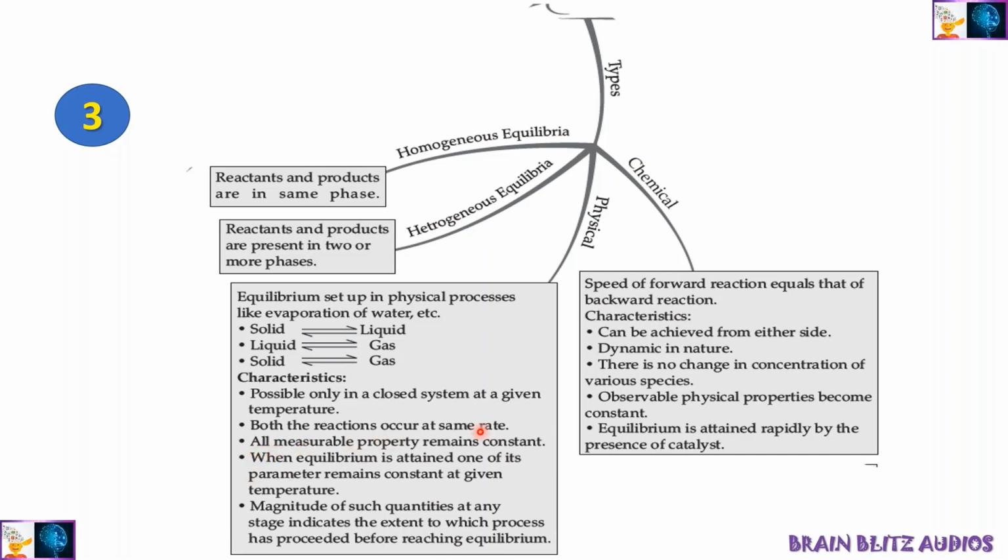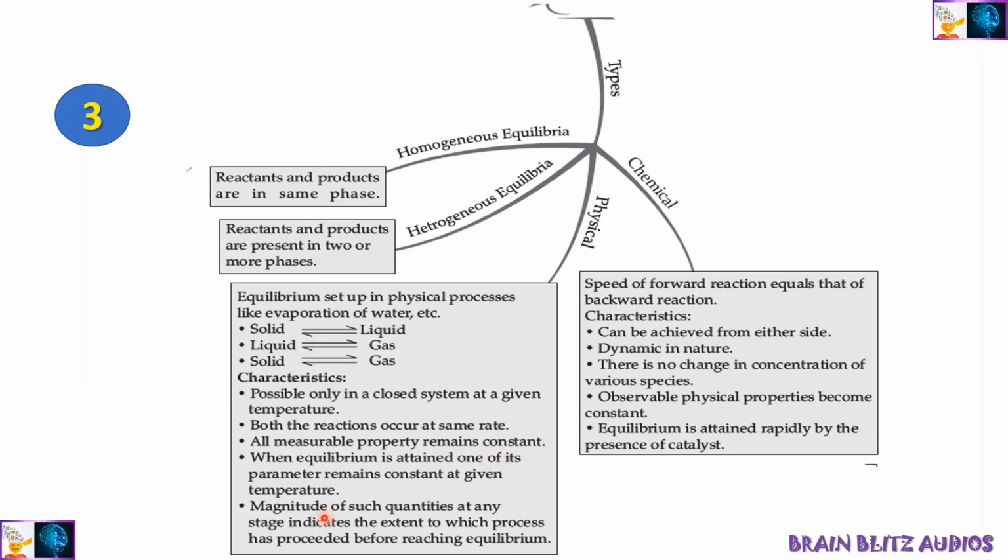All measurable properties remain constant. Measurable properties are properties that we can measure, such as volume, pressure, temperature, concentration, etc. When equilibrium is attained, one of its parameters remains constant at a given temperature. So for instance, we have a reaction. Now some parameter of the reaction, such as temperature or pressure, would remain constant at a given temperature to maintain the equilibrium of the system.